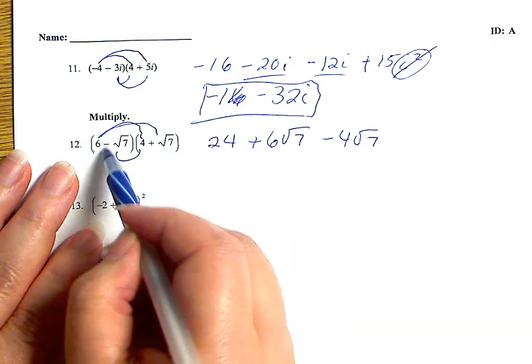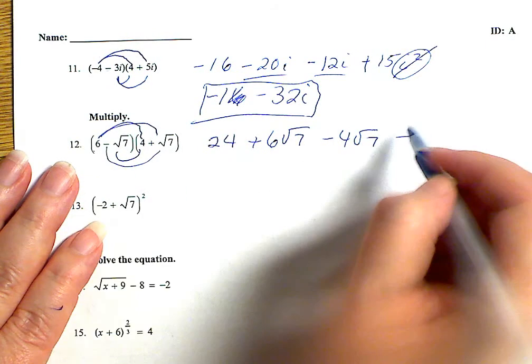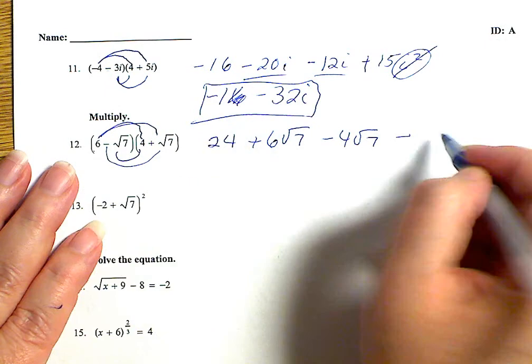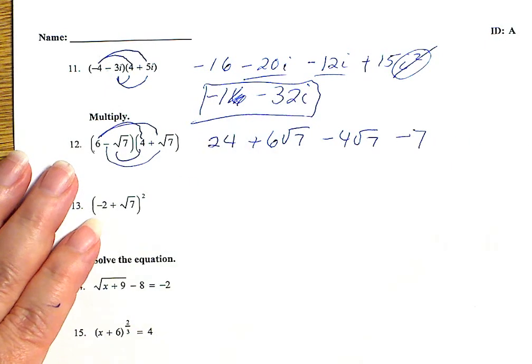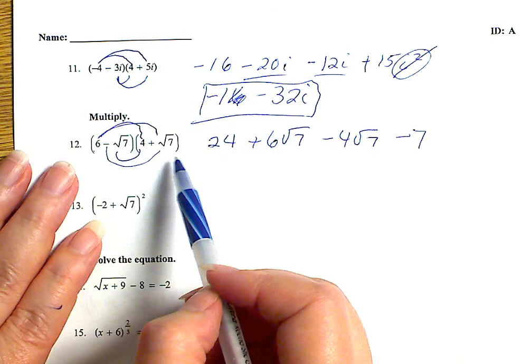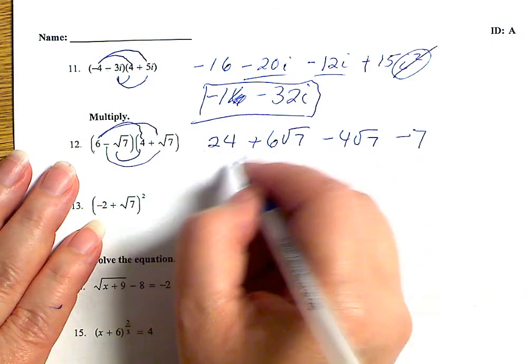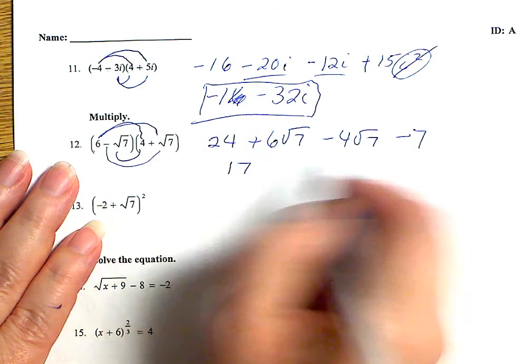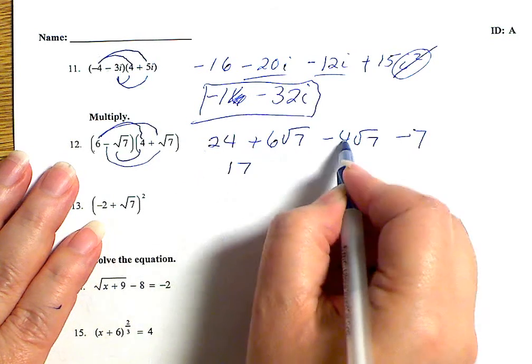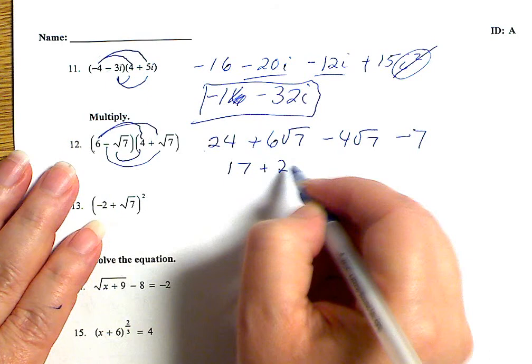And then negative and a positive is a negative. Square root of 7 times square root of 7 is 7. So we have 24 minus 7, which gives me a 17. And then 6 minus 4 is 2 square roots of 7.